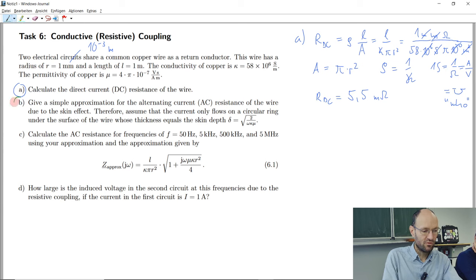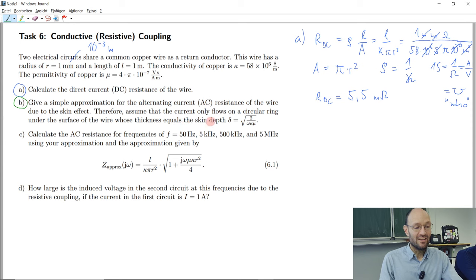So now we can have a look at task B. In task B, we should give some simple approximation for the alternating current resistance of the wire and what happens at higher frequencies, whatever higher means, this is what we will discuss. We get eddy currents in the wire and these eddy currents are opposing the original current flow and that's why they are pushing the current flow to the outside of the conductor, which is then called skin effect because the current is flowing on the skin of the wire.